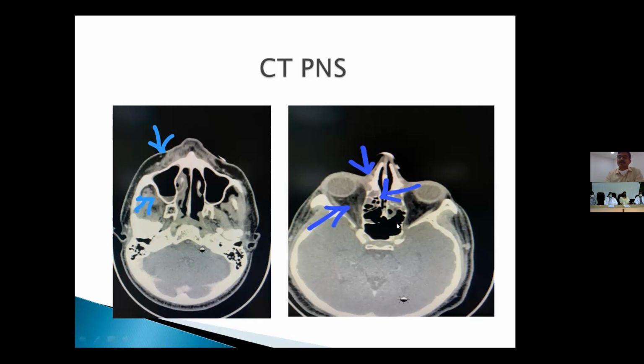Compare this with the left side. There is haziness, there is fat stranding in both conal and intraconal and extraconal segments, which indicates right orbital cellulitis. So this is a clear-cut case of acute invasive fungal sinusitis with right orbital cellulitis.